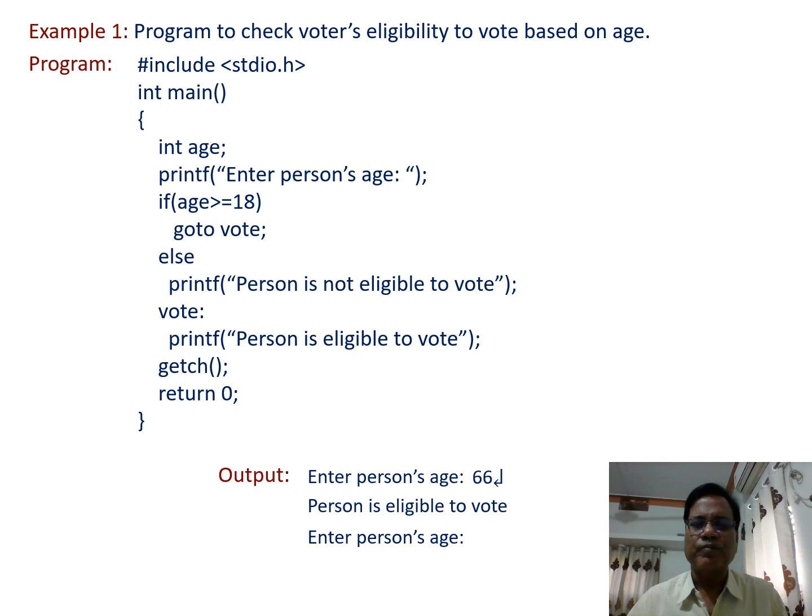Instead, suppose in the second run, at enter person's age, we enter 17. Naturally this condition becomes false. When it becomes false, the else part of the if else statement is executed, and in the else part, person is not eligible to vote, gets printed on the output screen.